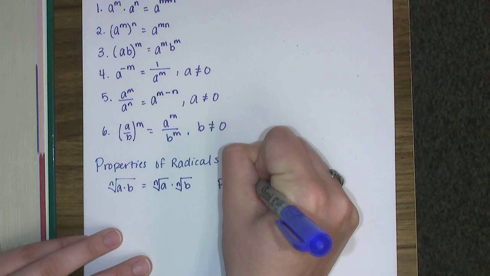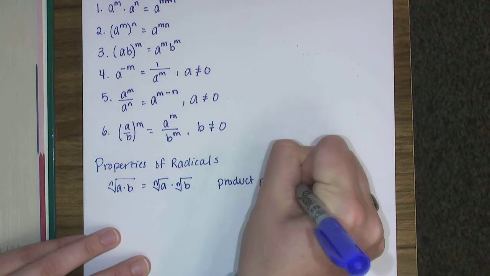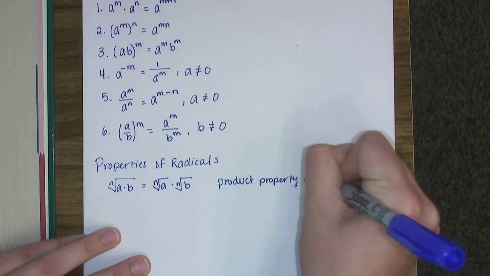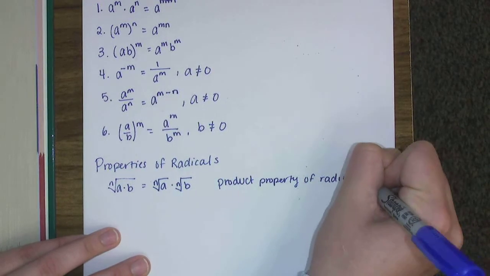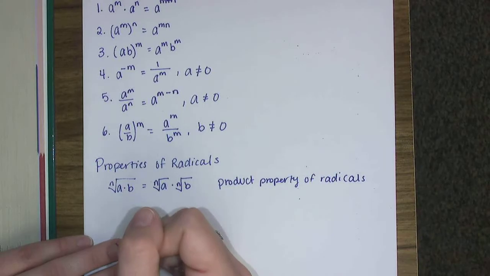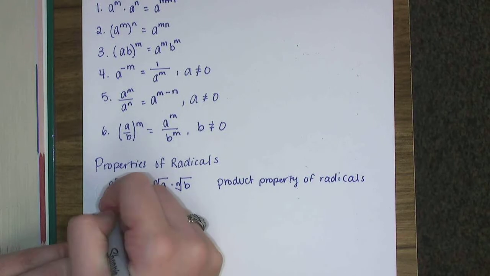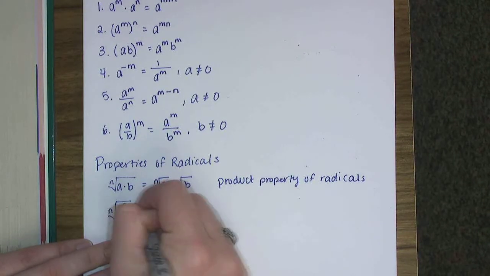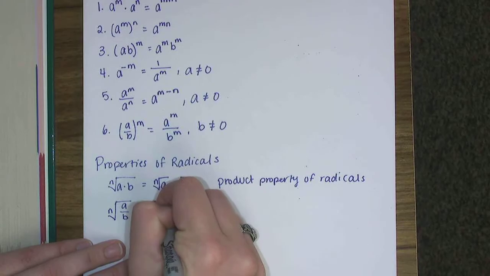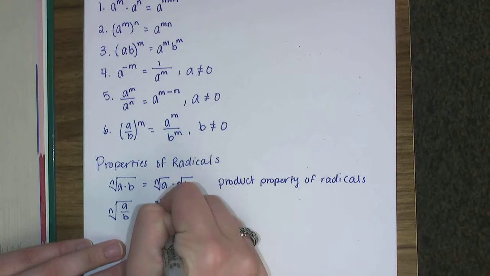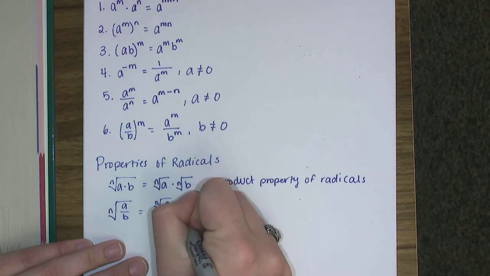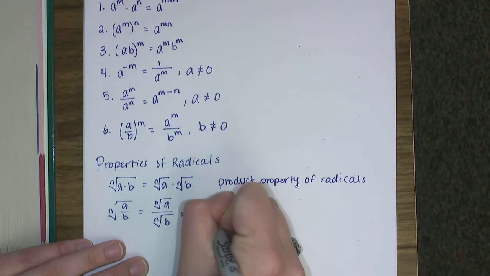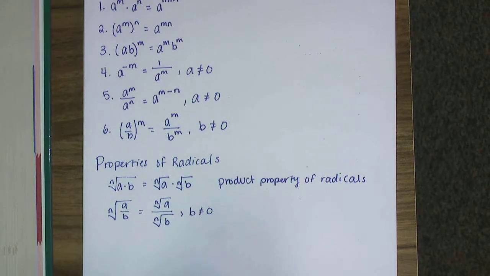Okay, and then we have another one. We have the nth root of A over B is equal to the nth root of A over the nth root of B. And we're assuming here B is not equal to 0 still. So I think we've kind of used these in this class without actually having formally learned it. You've probably seen this before, but this one is called the quotient property of radicals.